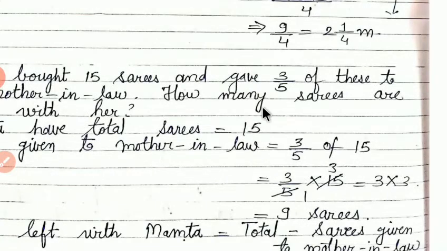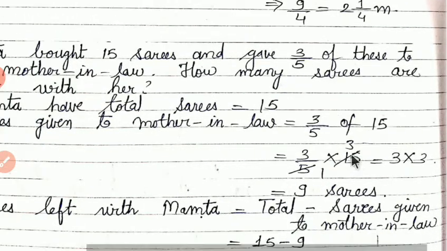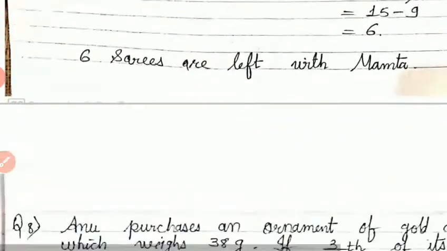Here you can see the number of saris is not given. It is given only as a part. So for 3 by 5 of, you have to always multiply with the total parts, the total number given.